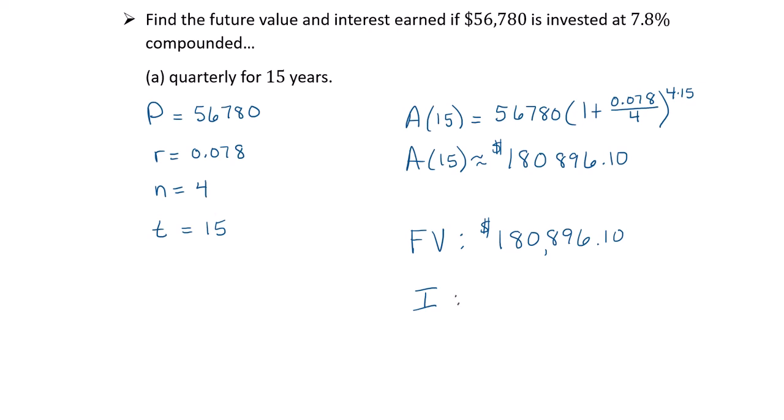And the interest earned is going to be the difference between that $180,896.10 and the original amount invested. Quickly putting that into the calculator, I get an interest amount of $124,116.10.